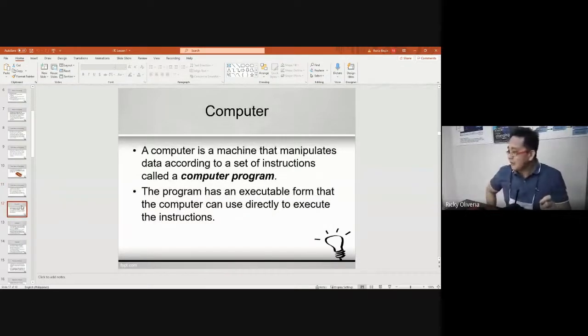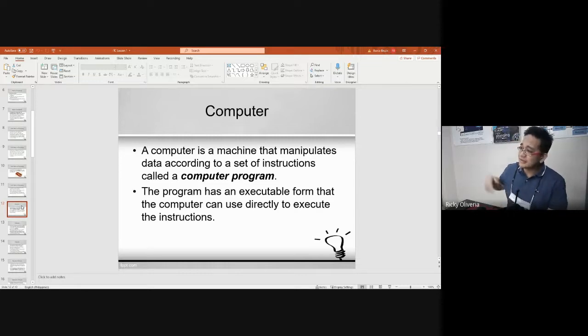So next, nagkaroon na ng computer program. So a computer is a machine that manipulates data according to a set of instructions called a computer program. So this is executable and used directly to execute instruction. Yung mga computer dati, hindi katulad ng mga computer nyo ngayon na may nakikita kayong images. Okay? Tinatype yung instruction dati. Tapos ginagamit lang siya for mathematical computation.